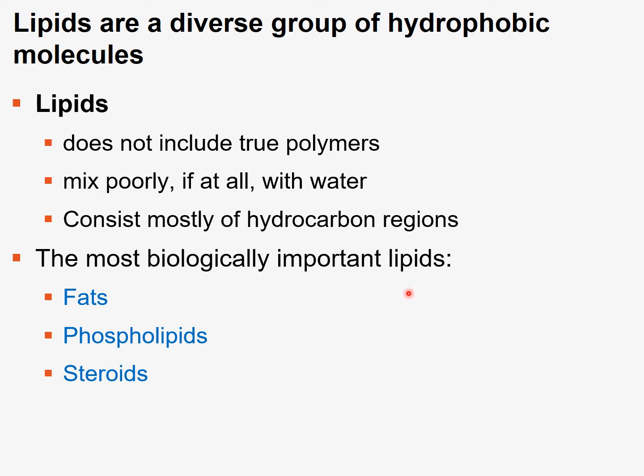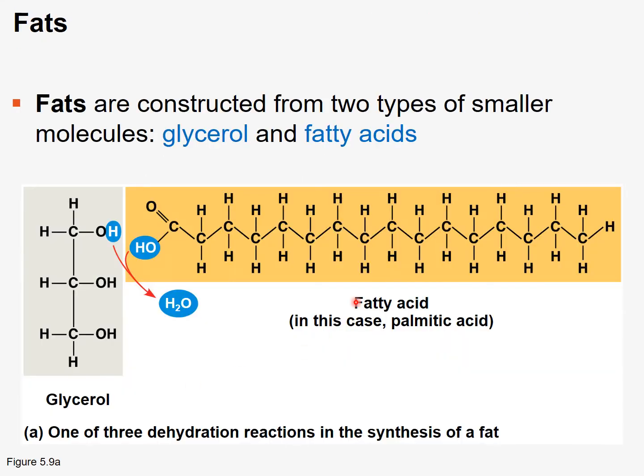The most biologically important lipids include the fats, the phospholipids, and steroids. So we're going to look at the structure and some key characteristics for each. If we look at fats, this is the one that I was talking to you about. Fats are formed by that same dehydration reaction that occurs in the macromolecules that actually form polymers. However, these fats do not form polymers. They just have components that make up the fat.